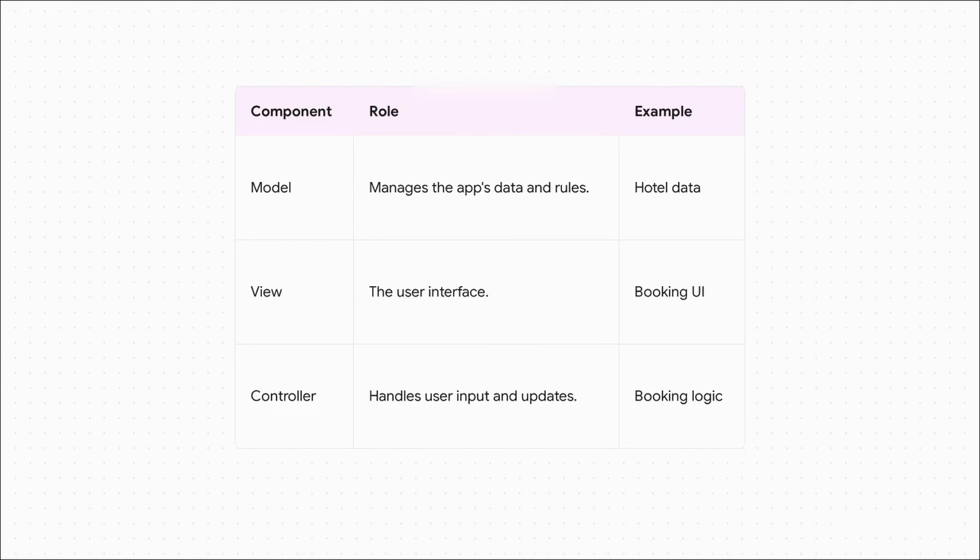The model is all about the data, things like hotel availability. The view is simply what you see, the user interface, like that booking page. And the controller is like the traffic cop in the middle. It handles your request to book a room, tells the model to update its data, and then tells the view to show you that confirmation page. It just keeps everything neat and tidy.